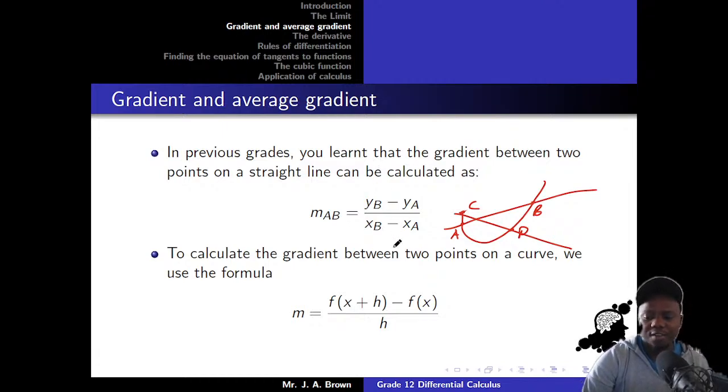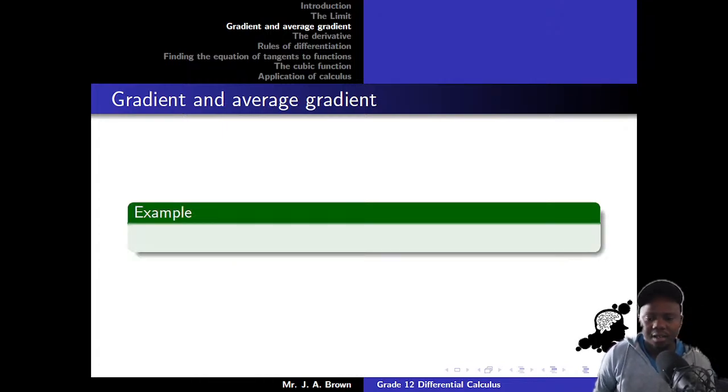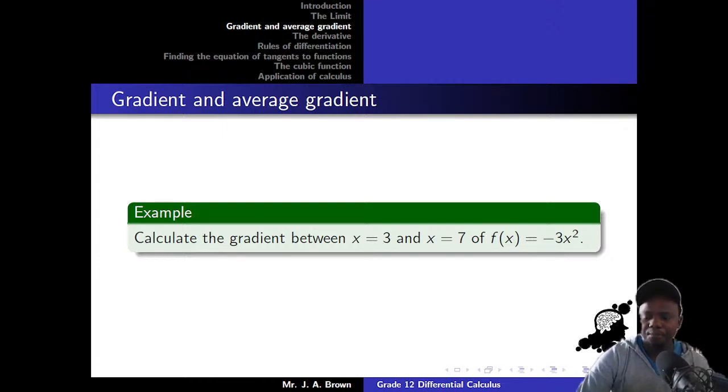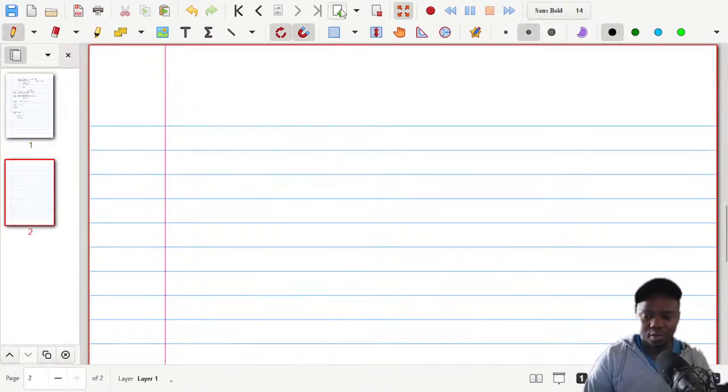So we can also have a second formula we can use to calculate the gradient, where it's f of x plus h minus f of x, divided by h. And basically the h would be the distance between the 2 points that we're given. Now let's look at another example here. We're calculating the gradient between x equals 3 and x equals 7. Now let's go to the writing pad and have a look at this one. And please take note that for this specific question, there are 2 different ways of doing it. I'm going to show you both ways of doing it.